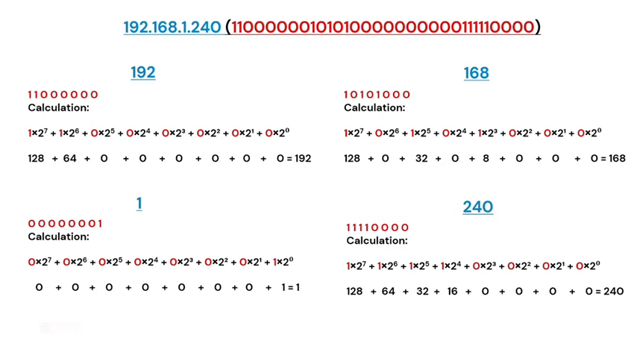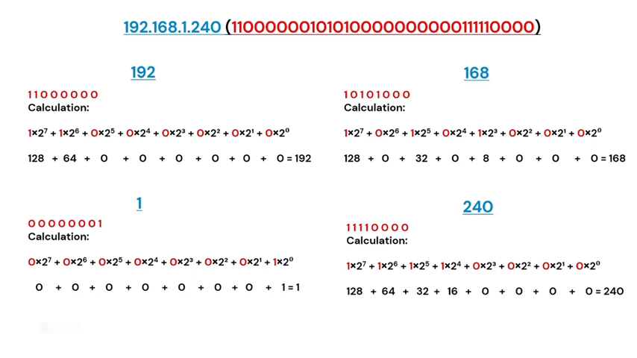Let's see exactly how that 32-bit binary string translates back into 192.168.1.240. For the first octet, 11 followed by 6 zeros combines the place values of 128 and 64 to equal 192. The second octet turns on the 128, 32, and 8 bits to give us 168. The third octet only has the very last bit turned on, which equals 1. Finally, the fourth octet turns on the first 4 bits, 128, 64, 32, and 16, which sum up exactly to 240.